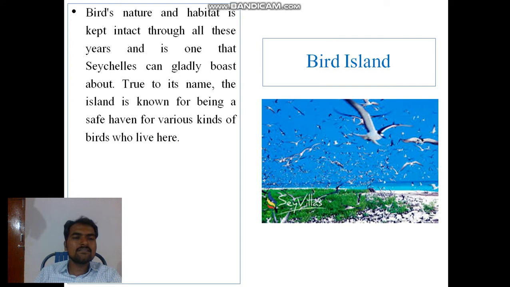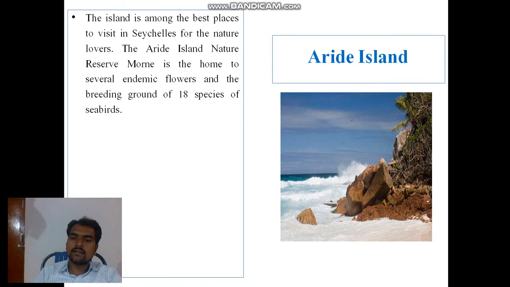And the next thing is, if you have more time, more days in the Seychelles, then you can add Bird Island to your itinerary. As the name suggests, you are going to see n number of species of birds on this Bird Island. The next thing is Aride Island. It is also the best island where you can spend your private time, and it is for nature lovers. And 18 species of seabirds can be spotted on this Aride Island.